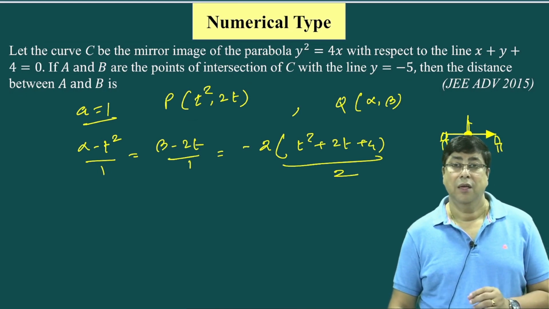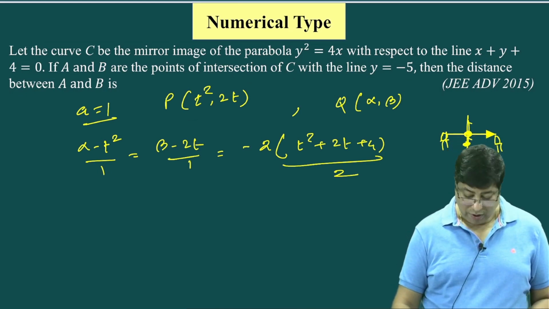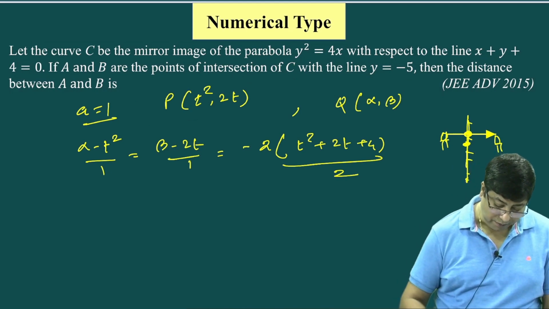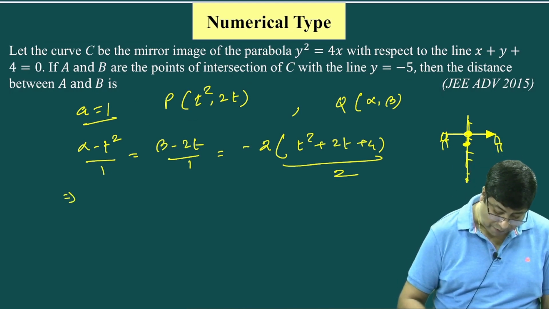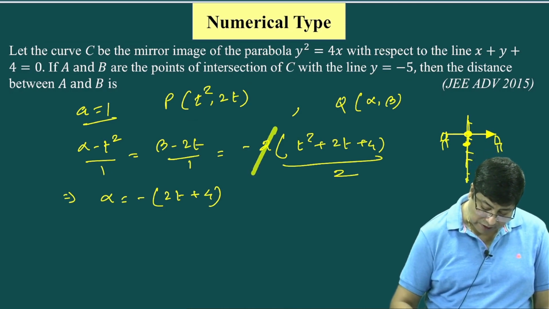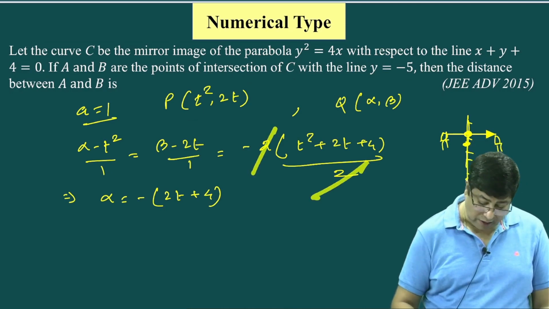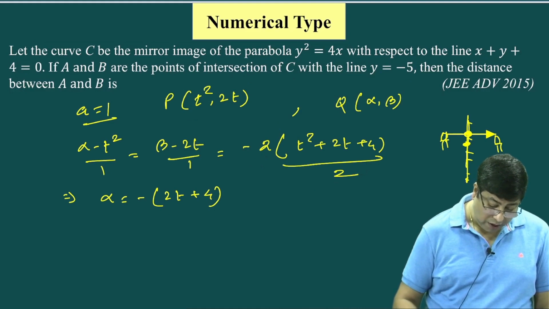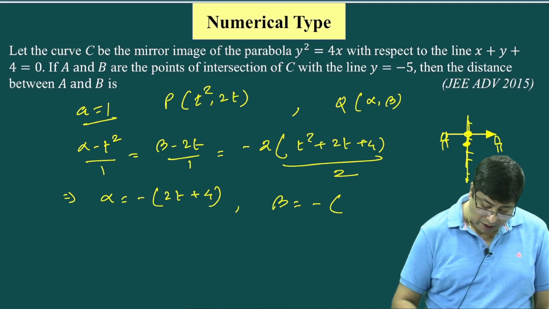So directly, I have used the mirror image calculation formula here. If we use the first and third, alpha equals minus of 2t plus 4, because minus t square cancels. I am not cancelling it so it will be easier for you to understand. And if we apply beta equals minus of t square plus 4, here the 2t is getting cancelled.